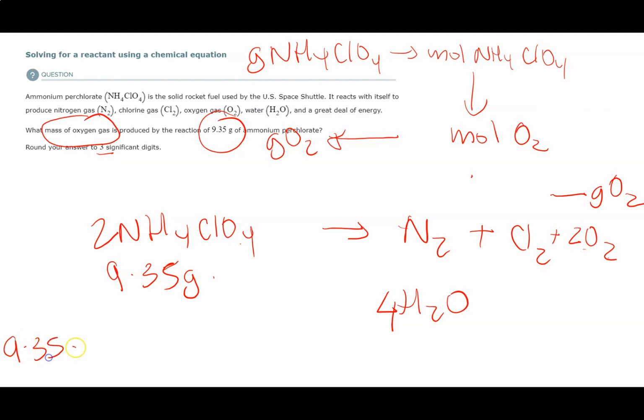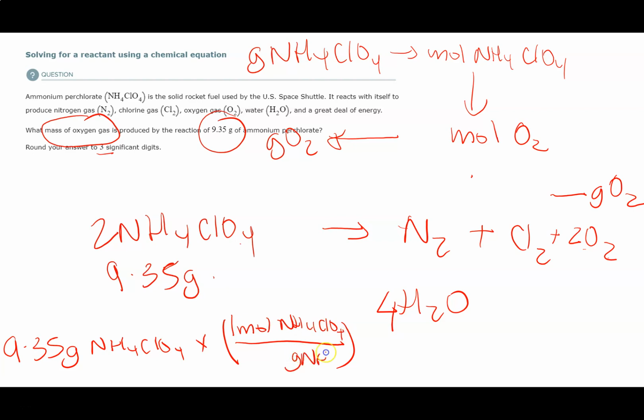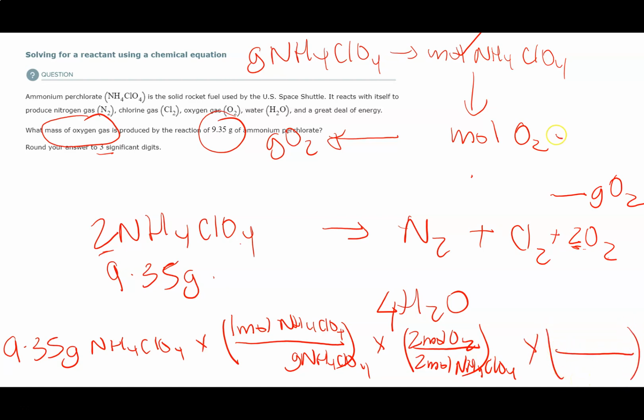So I've got 9.35 grams of NH4ClO4, and I've got to multiply that by 1 on its molar mass. So I get 1 mole of NH4ClO4 for every however many grams, which I'll calculate in a moment. Then I've got to multiply that by my mole ratio, and according to this, I get 2 moles of O2 for every 2 moles of ammonium perchlorate. That's good. And then finally, I've got to multiply it by the molar mass, so I get however many grams of O2 for every 1 mole of O2.